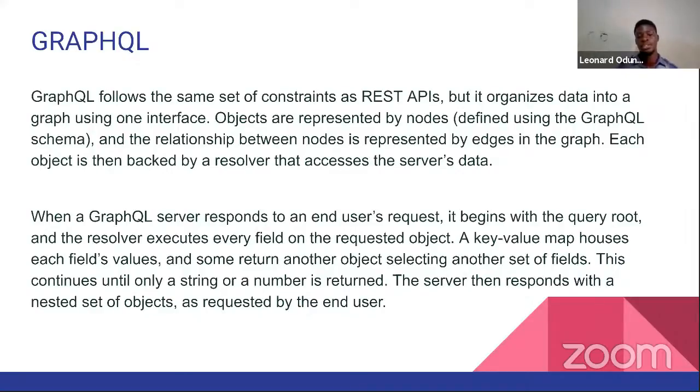When a GraphQL server responds to an end user's request, it begins with the query root, and the resolver executes every field on the requested object. A key-value map houses each field's values, and some return another object, selecting another set of fields. This continues until only a string or a number is returned. The server then responds with a nested set of objects as requested by the end user.